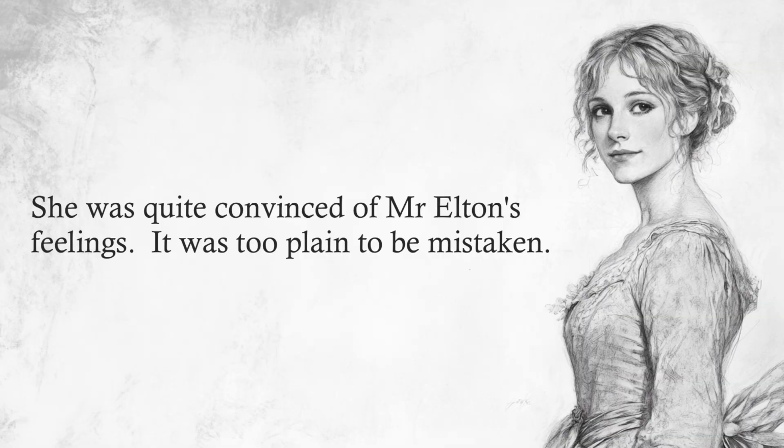That's like situational irony. So in the book Emma by Jane Austen, if you've read it, you'll know that there's an account where Emma is trying to matchmake the clergyman, Mr. Elton, with her friend, Harriet. But Mr. Elton likes Emma, and Emma hasn't twigged. Now just look at this line. "She was quite convinced of Mr. Elton's feelings. It was too plain to be mistaken."